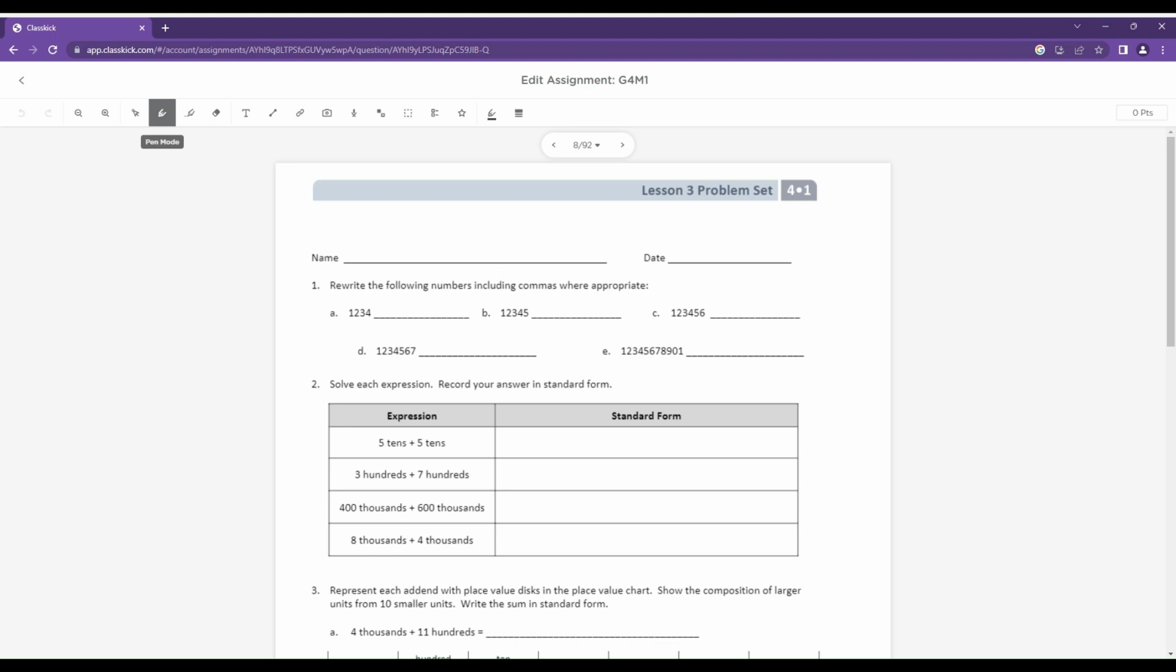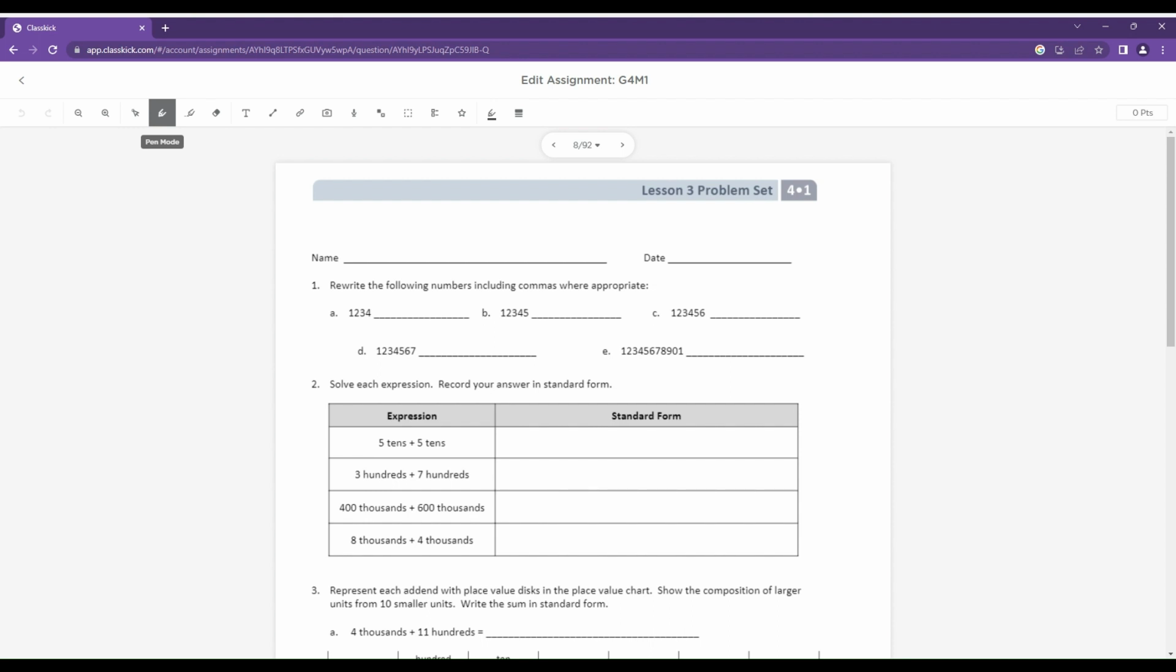Hey everybody, this is grade 4, module 1, lesson 3. And in this lesson, what we're going to do is look at naming numbers within a million by trying to build an understanding of the place value chart and really look at placing those commas to help us with writing out and reading a number in standard form or word form.